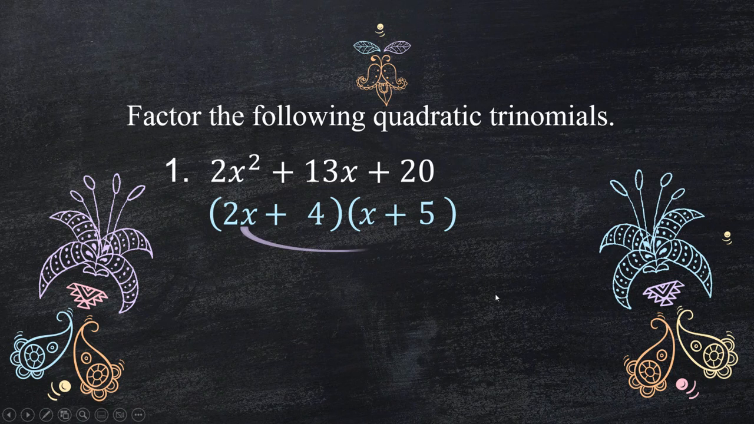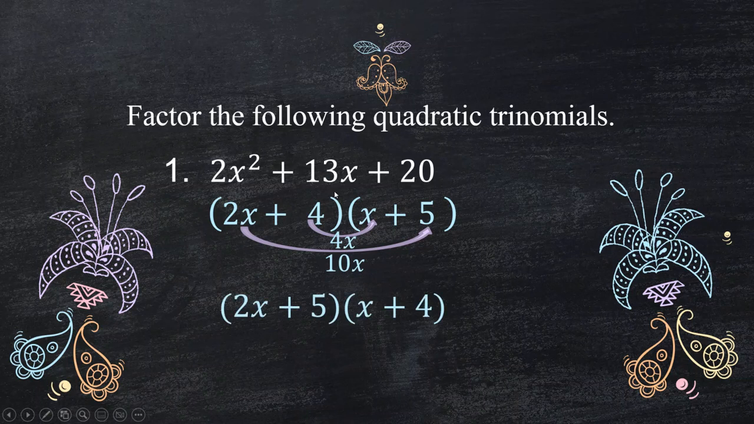Now we're going to check. We find our outside product: 2x times 5 is 10x. And we find our inside product: 4 times x is 4x. Now we need to take the sum, or add together, these two. 10x plus 4x is 14x. Well, 14x does not equal 13x, so we know that our guesses were wrong. Now, for my next guess, look at this subtle difference that I made here. The subtle change, excuse me.